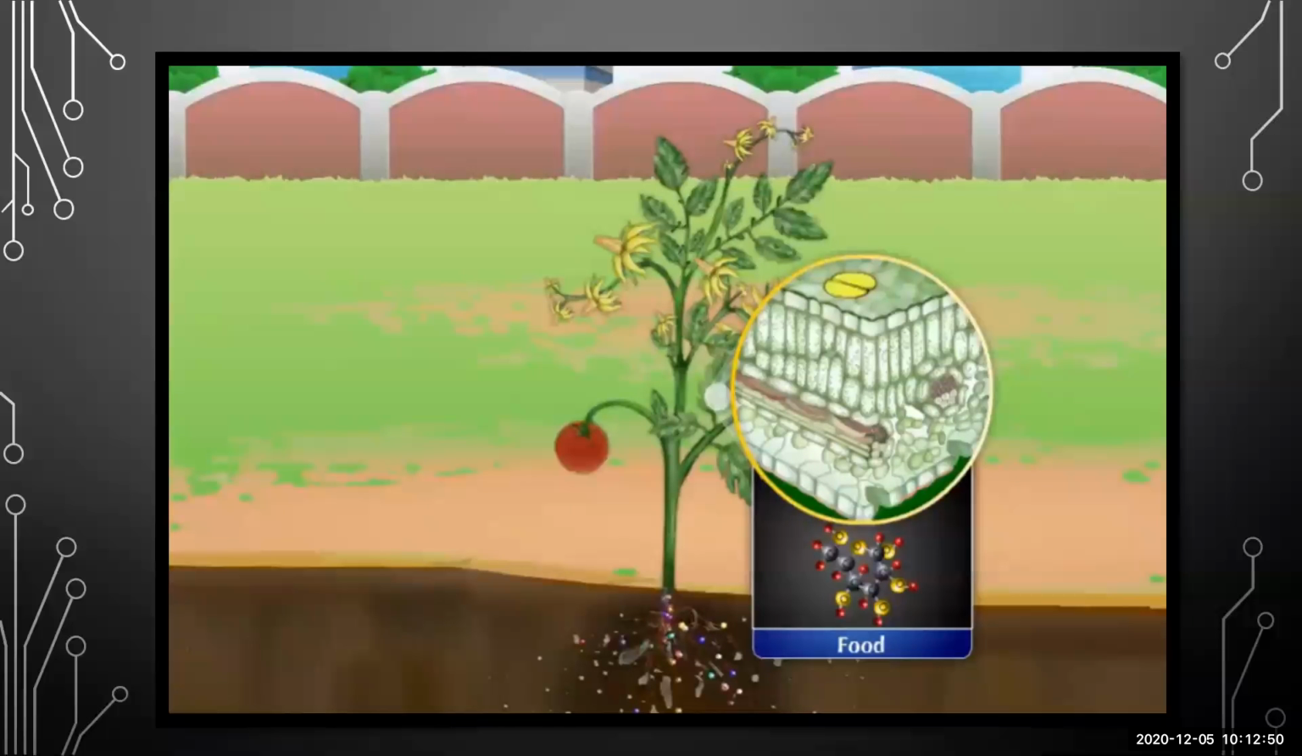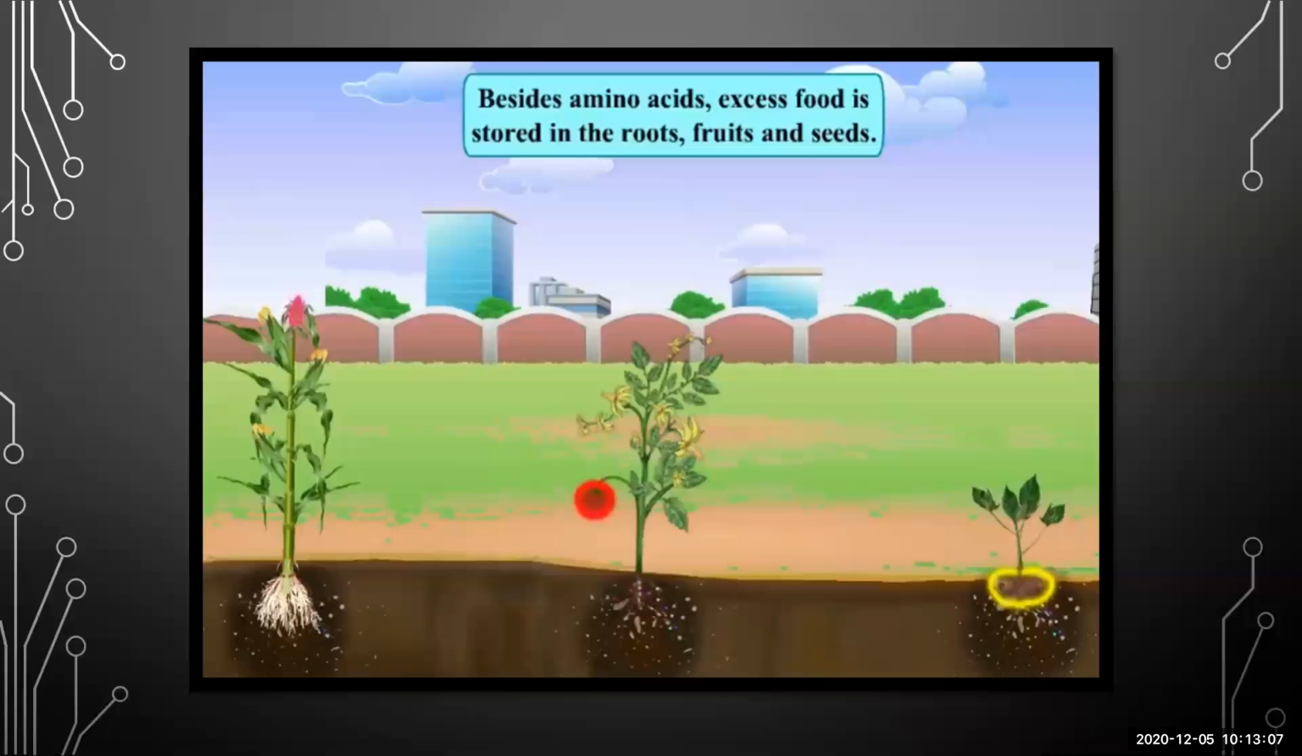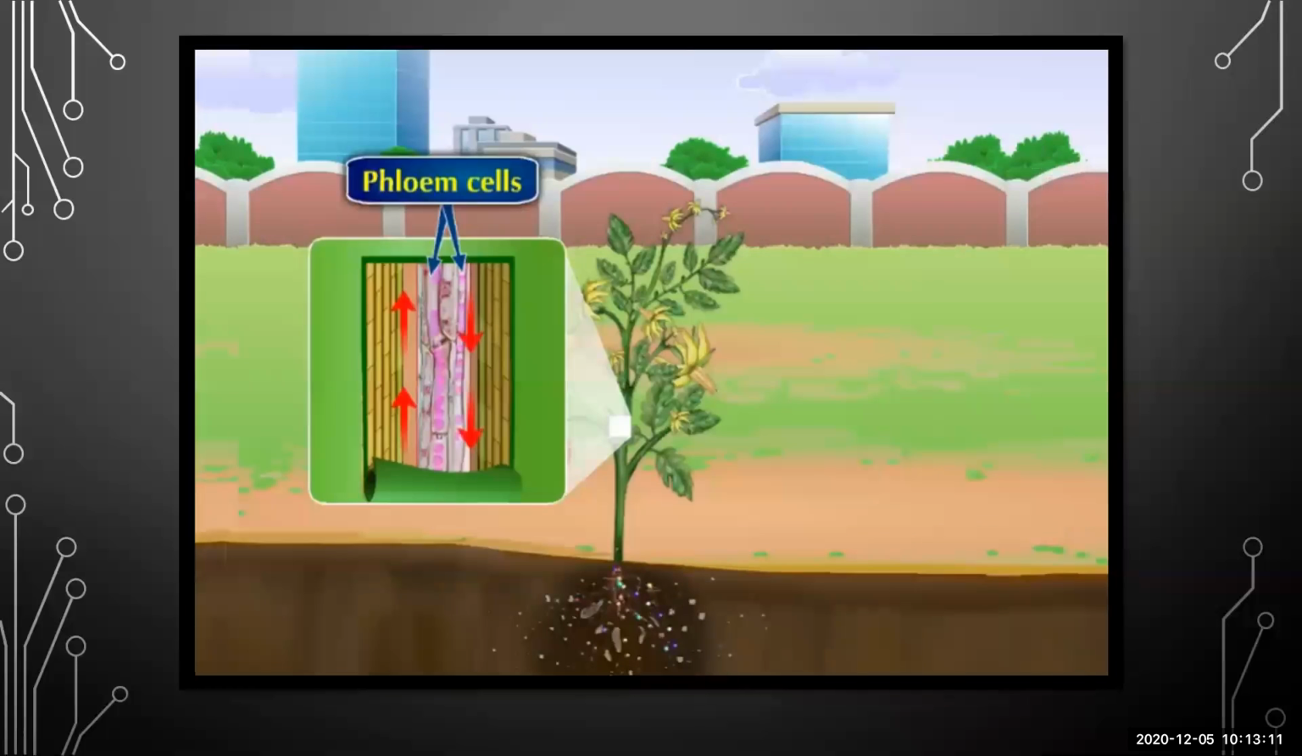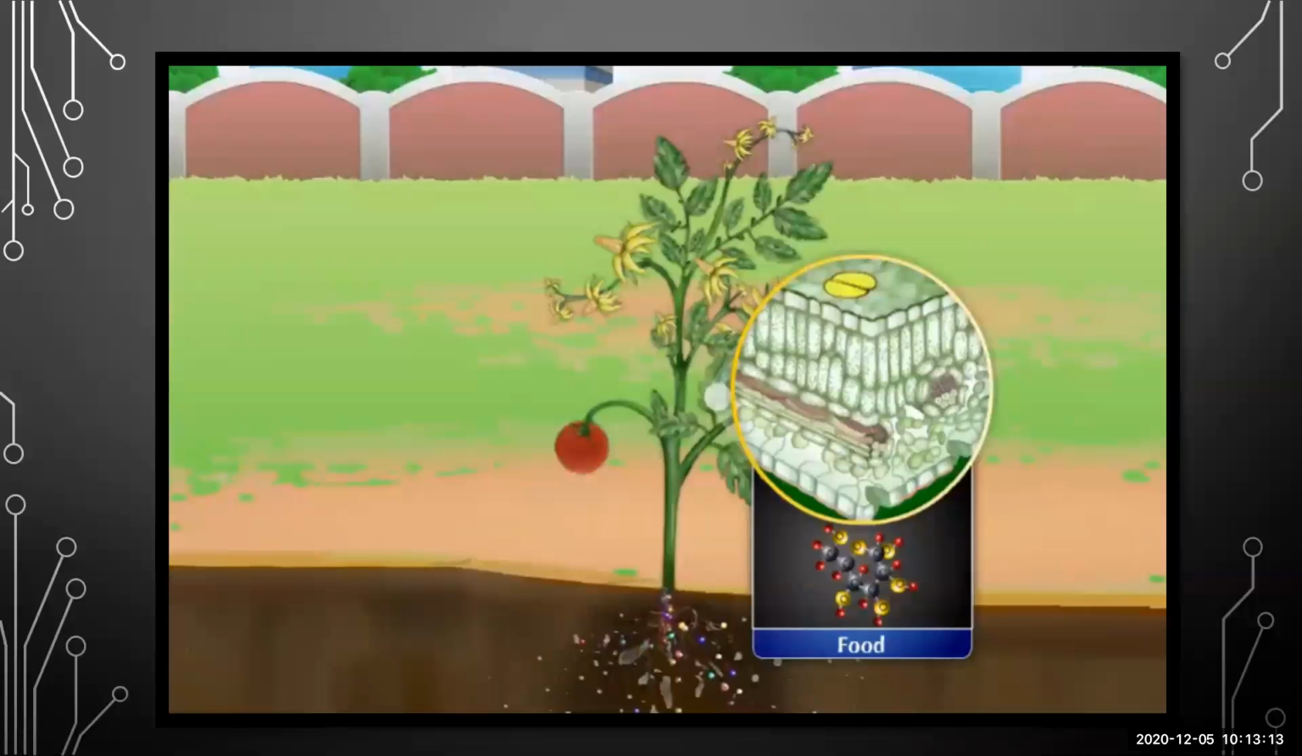Now we will move towards the transportation of food and other substances in plants. The food produced in leaves is transported to each cell in the plant body. Excess food except amino acid is stored in the roots, fruits and seeds.